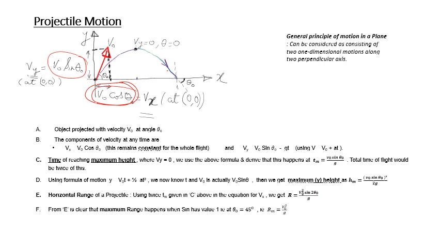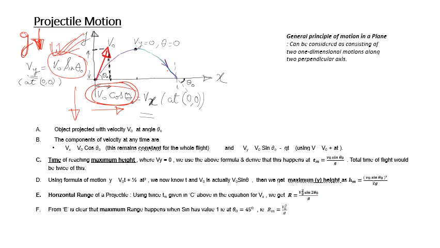One more thing you have to remember is it is this component v0 sine theta 0 that will be affected by gravity, because gravity is in the same line as this v0 sine theta 0, though in the opposite direction. So gravity will affect this. However, gravity being vertically downward, it doesn't affect a velocity which is in the horizontal direction.